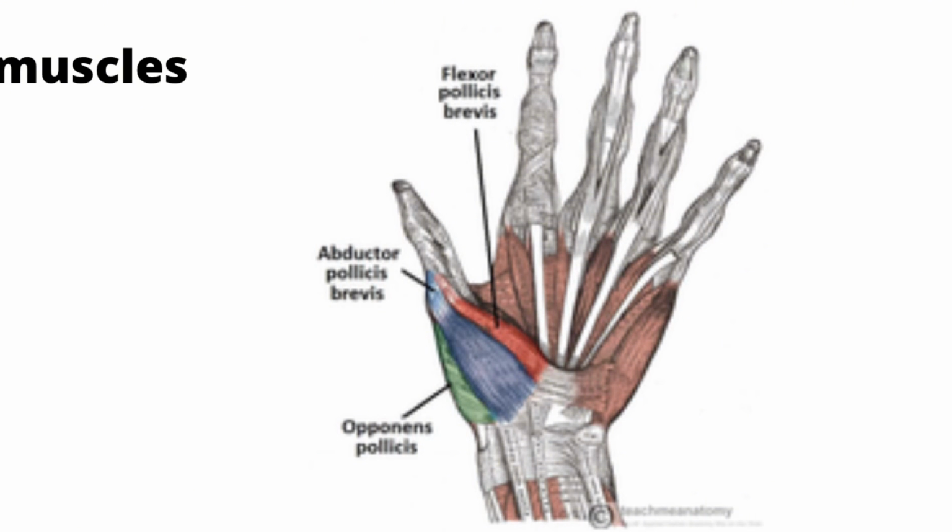Thenar muscles, located at the base of the thumb, forming the thenar eminence. Hypothenar muscles, located at the base of the little finger, forming the hypothenar eminence. Lumbricals, slender worm-like muscles of the palmar side of the metacarpals, associated with tendons of flexor digitorum profundus. Interossei muscles, located between the metacarpal bones.